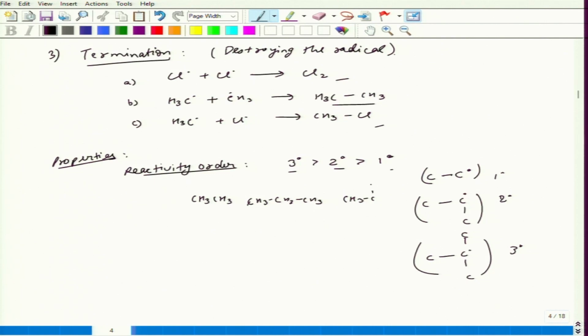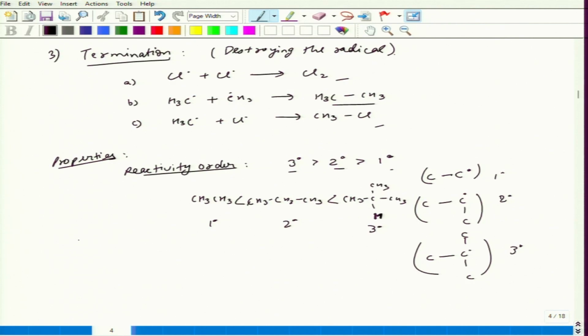And a 3 degree alkane. Now, the substitution of this H will be faster than this. This is 1 degree alkane, this is 2 degree alkane, this is 3 degree alkane. So, the 3 degree alkane reacts faster, because a radical is going to form, and third degree radicals are more stable than the second degree radicals and the 1 degree radical. So, that is why third degree alkanes react faster or give better halogenation reaction in terms of reactivity.